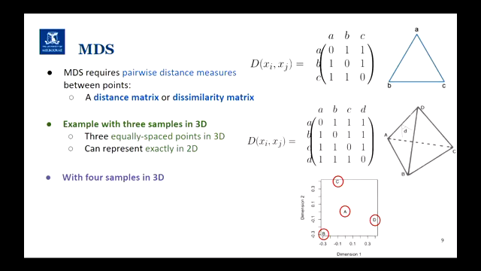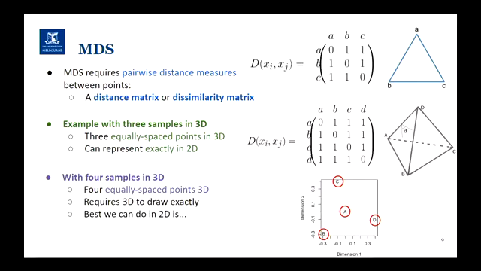Let's say we have 4 samples, also in 3D, and we also generated this dissimilarity matrix. Again, they are all equidistant. So 4 points in space that are equidistant, we can plot as a tetrahedron, a pyramid. That means 4 points require 4 minus 1, so 3 dimensions to plot and preserve all the distances. Meaning we do need a 3rd dimension to draw it exactly.